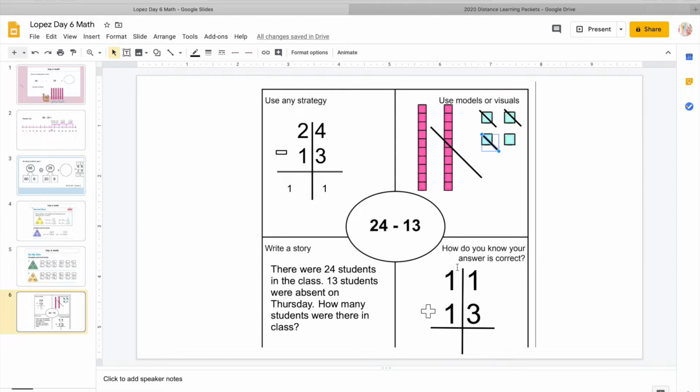And then in the fourth box, it says, how do you know your answer is correct? Well, we're going to use the inverse operation, which means you're just doing the opposite. So you're going to add to check your work. You're going to take the difference and add it to the second addend. And then it should equal the first addend. And if it does, that's how you know it's correct. I know this can be tricky. If it doesn't add up, go back and check your work, okay?